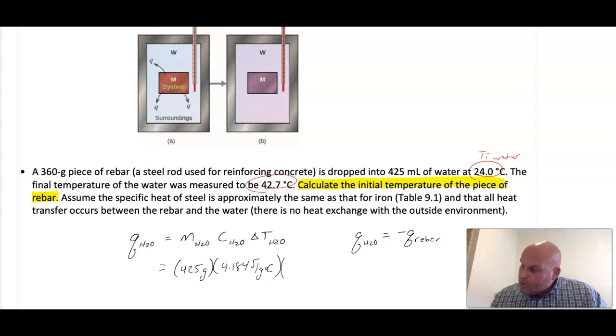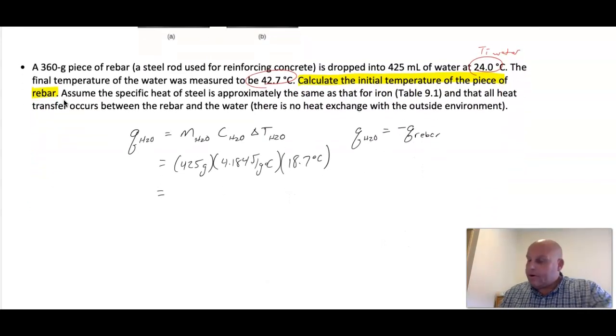My change in temperature of the water here would be 18.7 degrees Celsius. Okay, this allows me to calculate the heat for my water. Why don't you take a second and solve that? Hopefully you found that the heat of our water, with sig figs, is 33,300 joules.